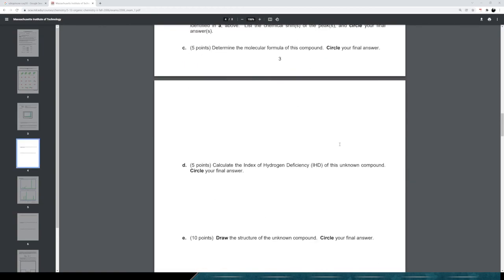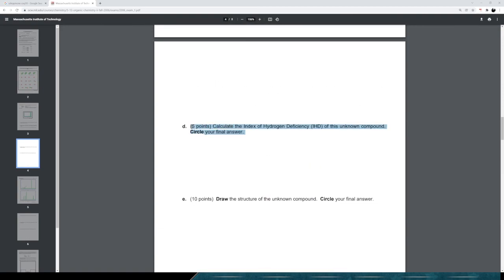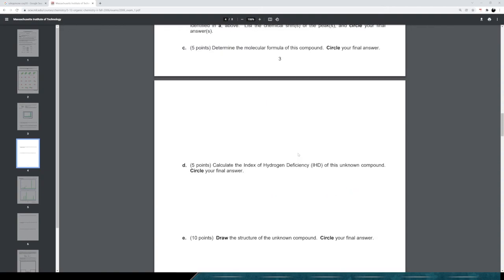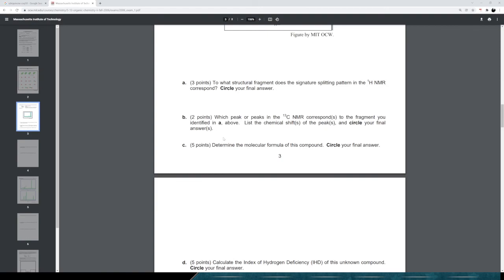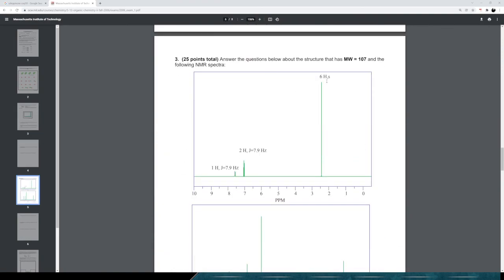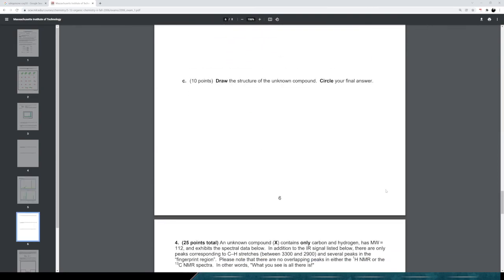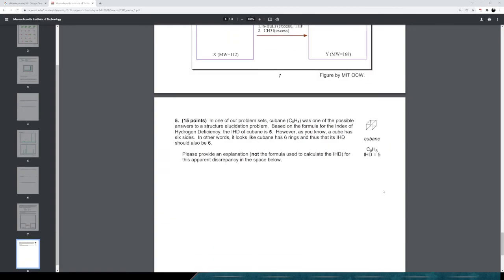If you want to do this, you can just Google it. And look at this, giving 5 points, 5% of the exam for calculating IHD. What a joke! So you guys are doing more work here, which is nice. Like, what structural fragment? Of course, that's an isopropyl group. The second one, again, 6H singlet. They give you the coupling constants for these, as well as the carbon NMR here. It's pretty fun.